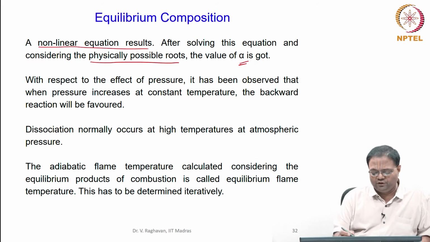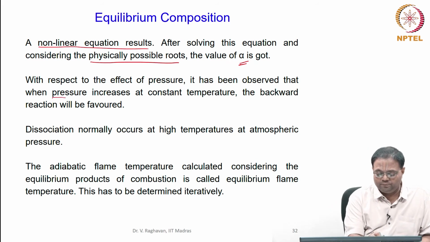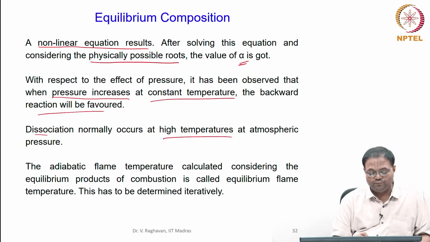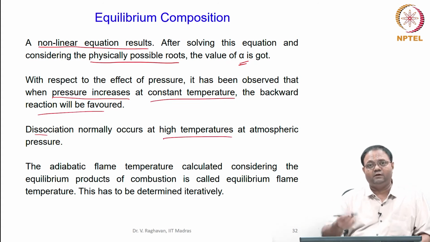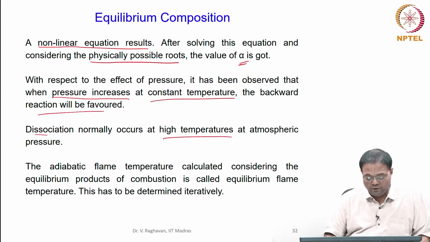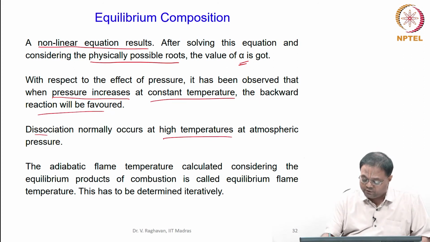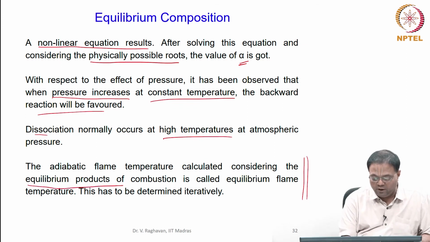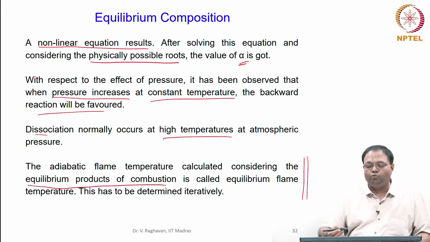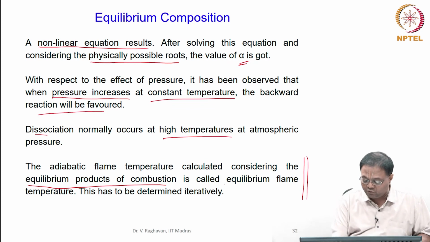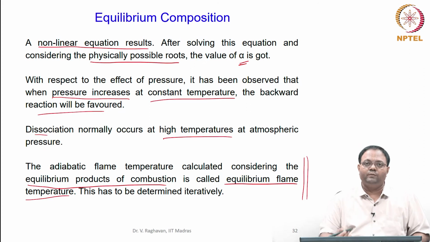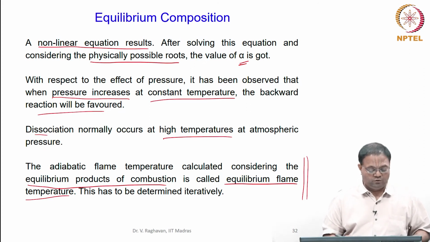Okay, now some observations. When pressure increases at a constant temperature, the backward reaction is favored. Dissociation normally occurs at high temperatures at atmospheric pressure. When pressure increases, there is a decrease in the dissociation. Now, when you calculate the adiabatic flame temperature by calculating the equilibrium products of combustion, that value is close to the measured value. So such a temperature is called the equilibrium flame temperature. Again, as I told you, it has to be determined iteratively.